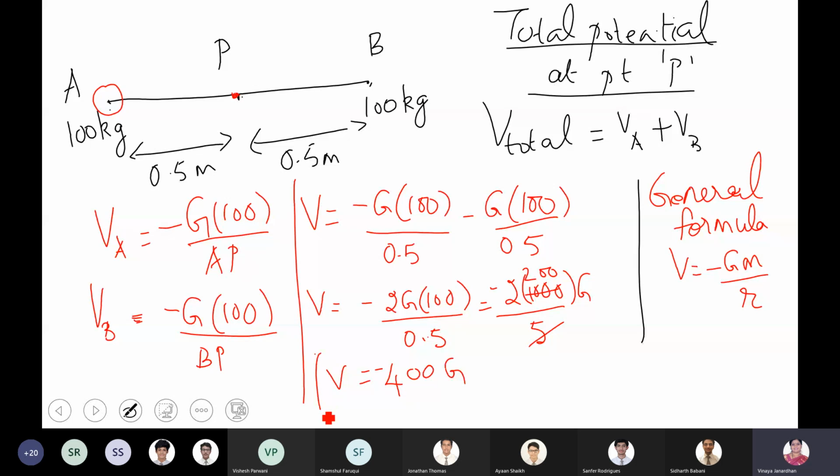You can substitute the value of G. What will be the SI unit? What is gravitational potential? The work done in bringing a unit mass from infinity to that point. So work divided by mass. What is that? Ma'am, joules per kilogram.